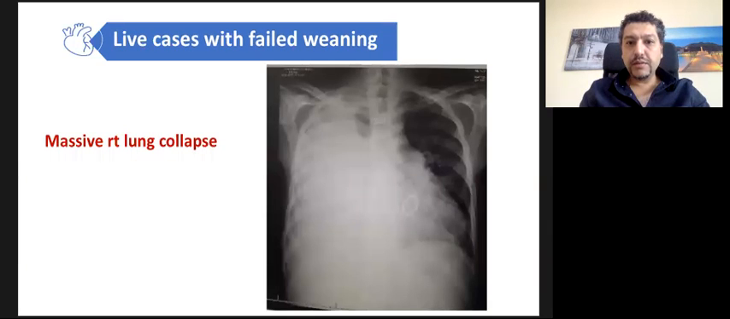That's a patient with a massive right lung collapse, as you can see on the chest X-ray. There's a huge amount of pleural effusion, so it should be drained first. You also cannot wean this patient, because it will probably be 100% a failed weaning trial. That patient had a past history of mechanical valve prosthesis, as you can see here. So drainage is a priority before the weaning trial.